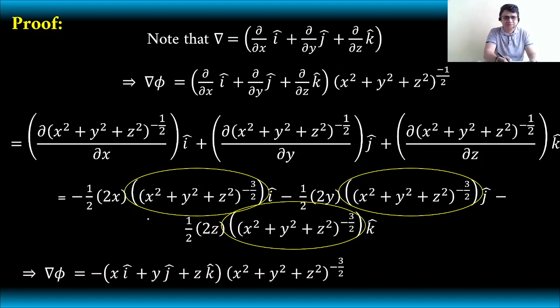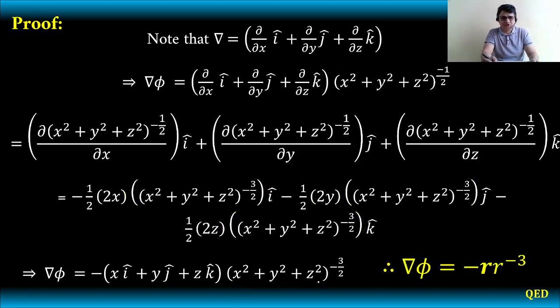Of course, we factor this out because it is common to the three terms. So therefore, the gradient of phi, it has been proven now, is equal to negative r times r to the negative 3. And if you are curious about the reason, it is because negative x i hat minus y j hat minus z k hat is actually negative r, our position vector, and this factor is r to the negative 3.